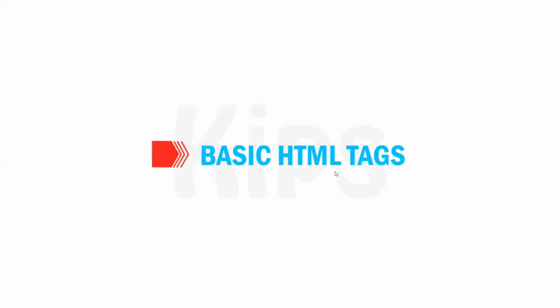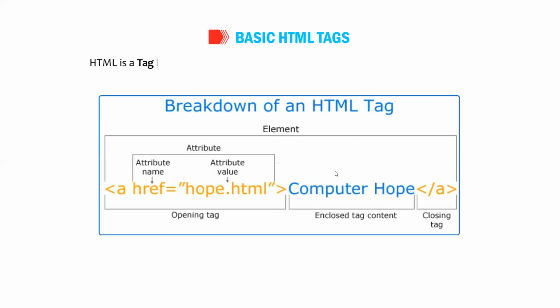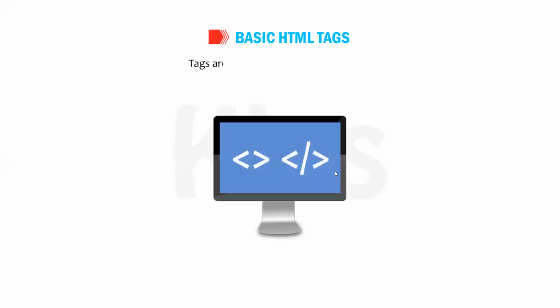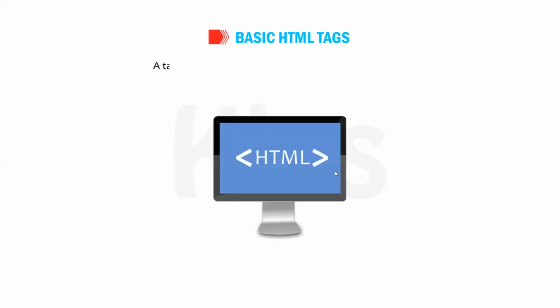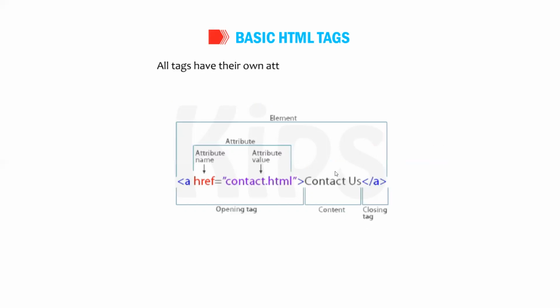Okay students, let me tell you about the basic HTML tags. HTML is a tag-based language and contains various elements, tags, and attributes. Tags are building blocks of a web page. They contain elements which define how the information on a web page is formatted or displayed. A tag comprises of text enclosed in angle brackets. All tags have their own attributes and default values.